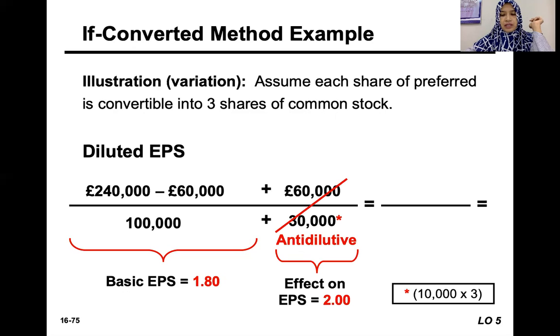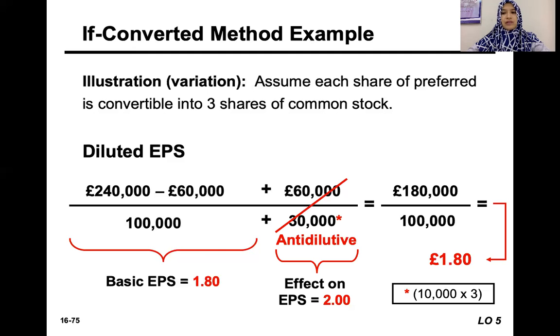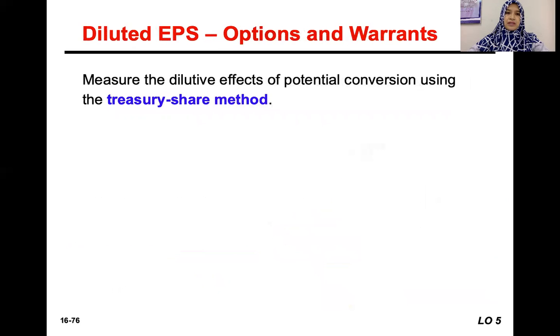Sometimes the effect is anti-dilutive. It doesn't reduce the value of EPS. If it doesn't reduce the value of EPS, then we don't need to provide the diluted EPS. In this example, it is anti-dilutive because the basic EPS and the effect on EPS don't reduce the value of EPS. So the basic EPS is equal to the diluted EPS.